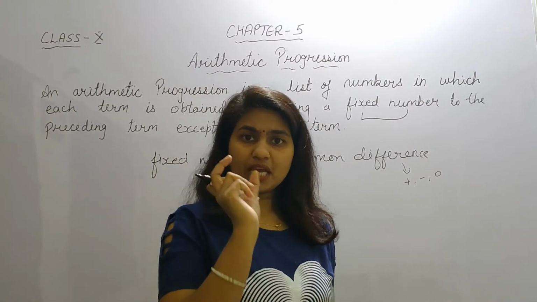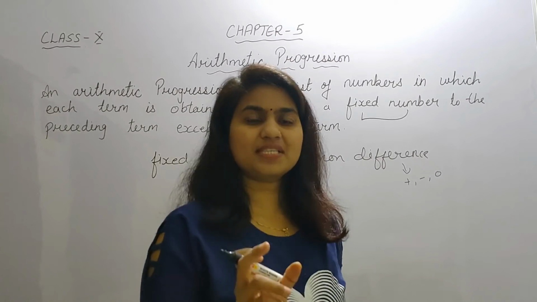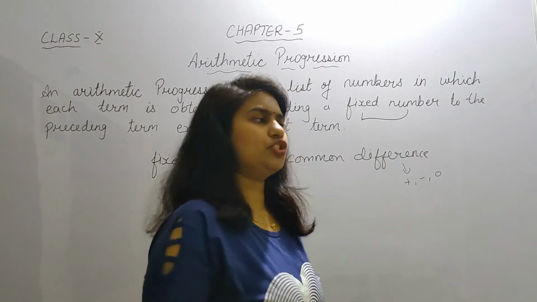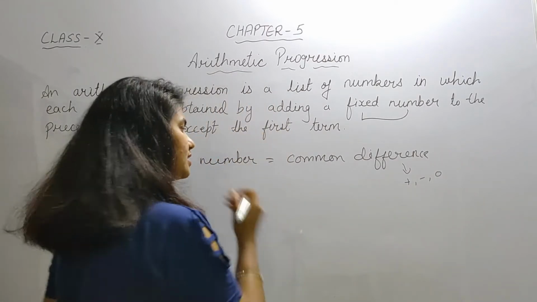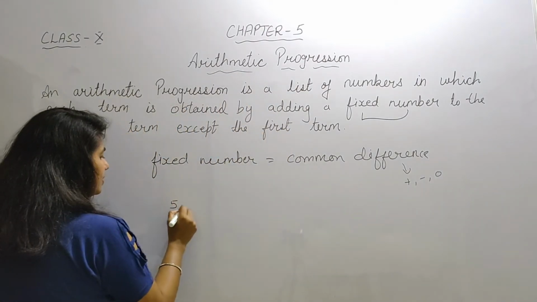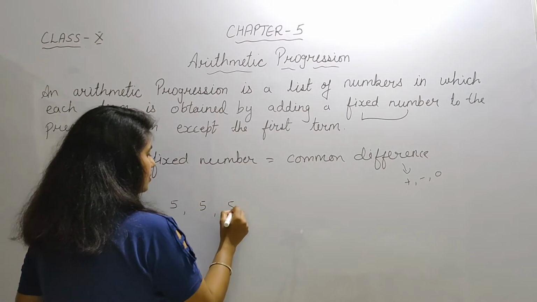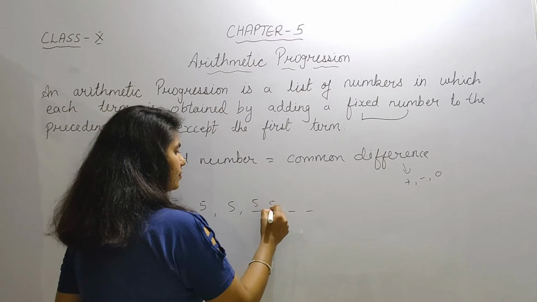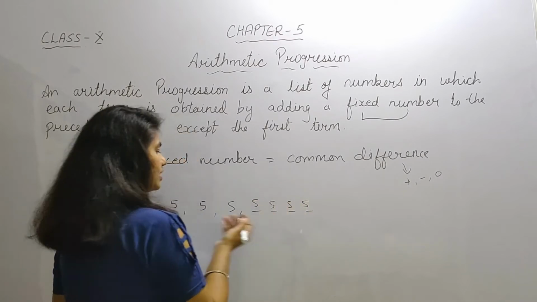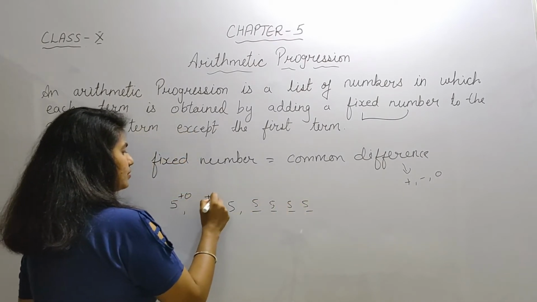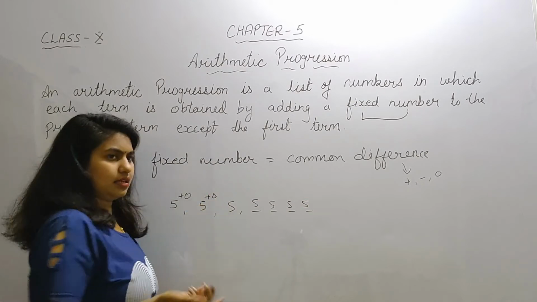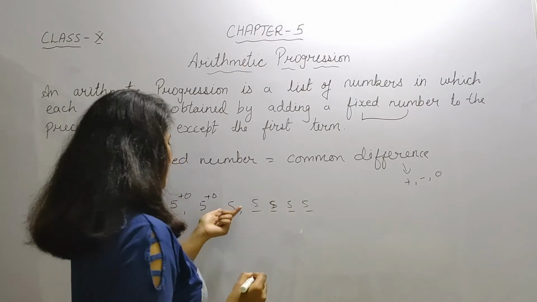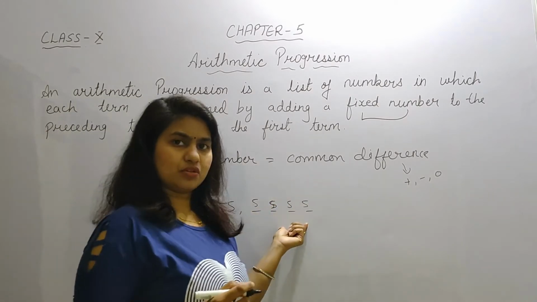The difference should be common. It should be a fixed difference. It can be -1, it can be +2, and it can be 0. Let me give you an example. If I say 5, 5, 5, complete the pattern, obviously you will write 5, 5, 5, 5. What is the common difference? 0, meaning you are adding nothing. Then only you will get 0, right? So 5 plus 0 is 5. So here it can be 0 also.